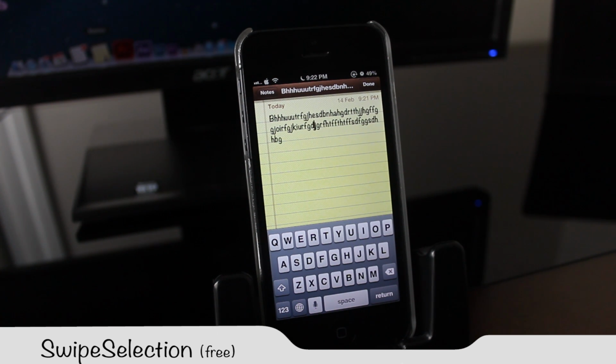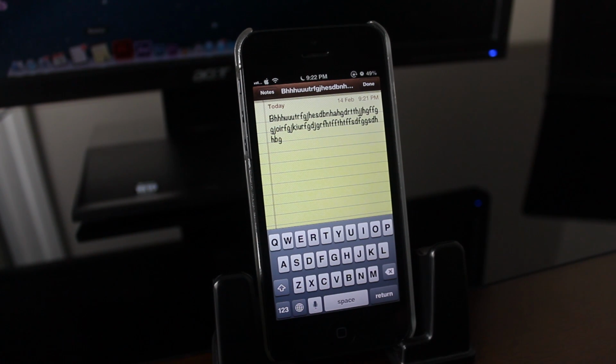Once again, this tweak is called SwipeSelection, no space, and it's free in Cydia. If you don't have Cydia, or if you don't know what Cydia is, that probably means you haven't jailbroken your device. And if you don't know what jailbreaking is, YouTube it, because there are lots of videos out there that will help you do it. It's a really cool tweak.